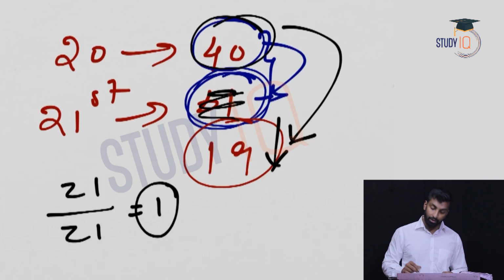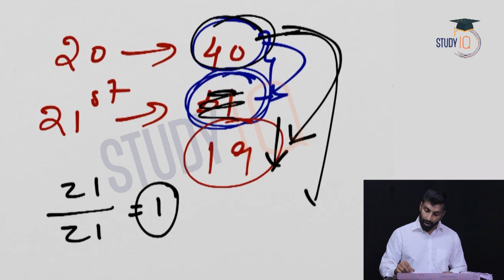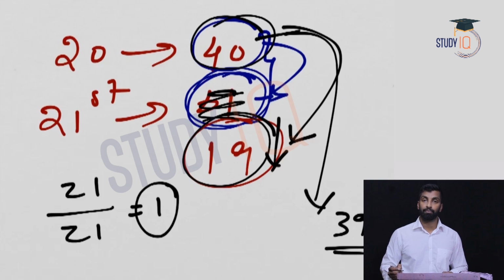So there will be a difference of 1 in the average. So what is the average? 40. What will be the new average? 39. Why? Because you scored less runs. How much less runs? 21 less runs. And you are dividing the 21 among 21 people, right?